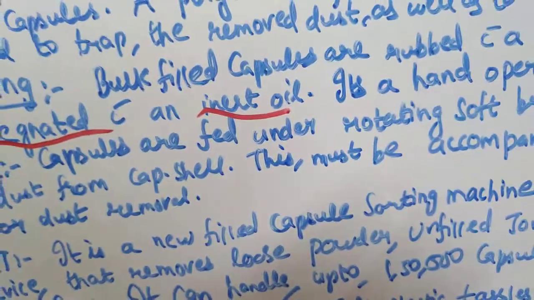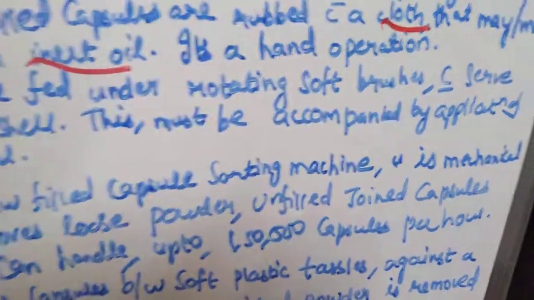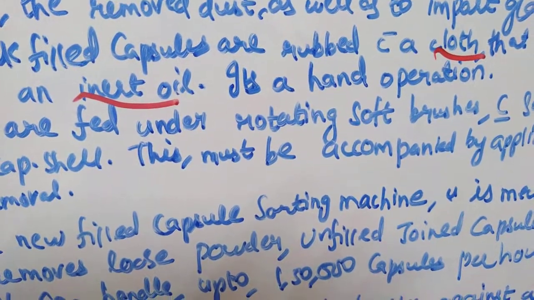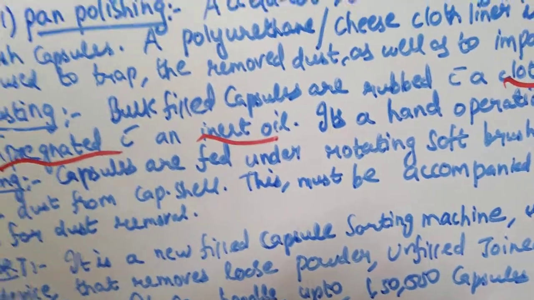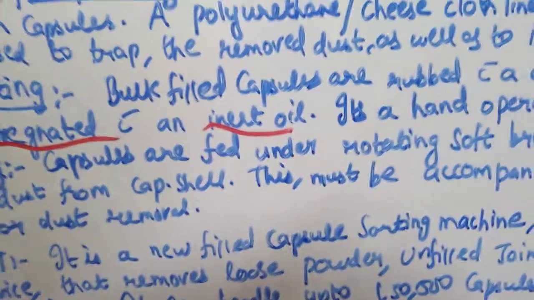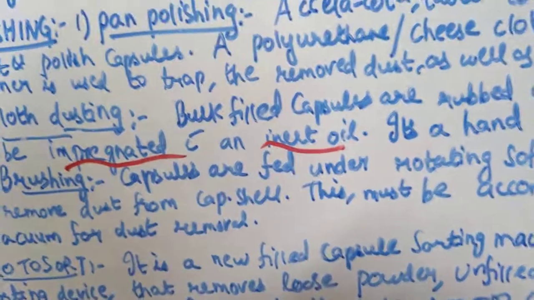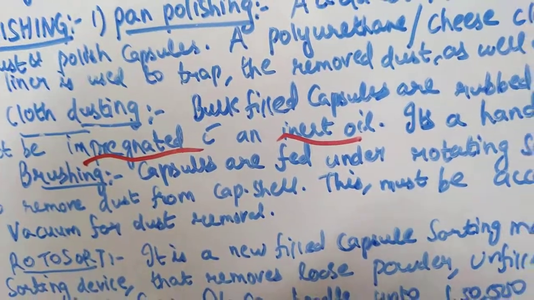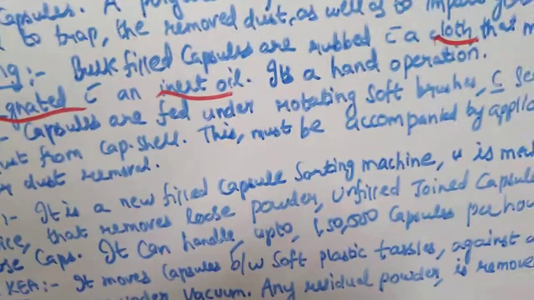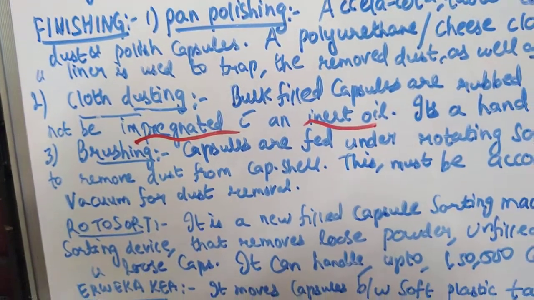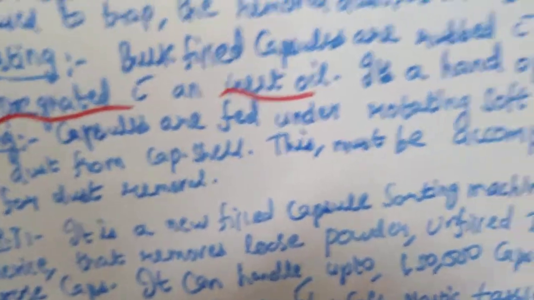The Rotosort is a filled capsule sorting machine. Why a capsule sorting machine? Because it has to separate the filled capsules from unfilled capsules, broken capsules, or any capsules having loose powder. So this is a kind of sorting and polishing machine. It is a mechanical sorting device that will remove your loose powder.